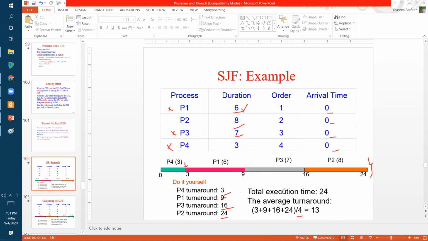Look, total execution time is 24. That's it, the total length of the Gantt chart.